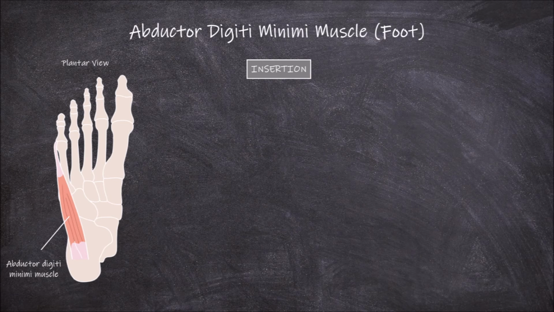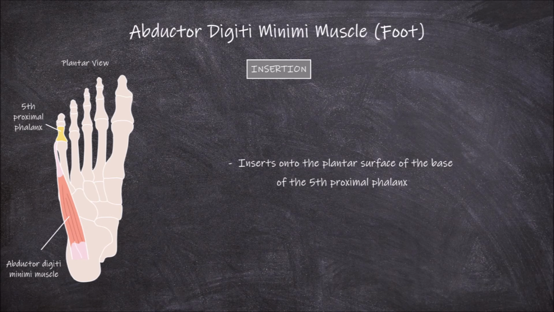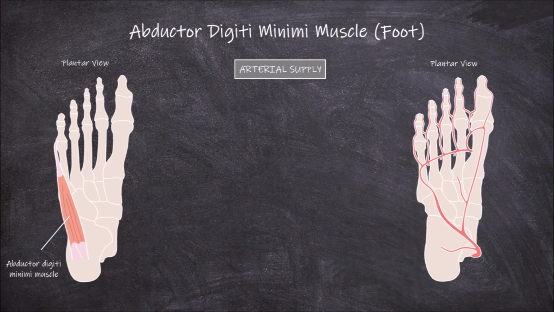Where does this muscle insert onto? The tendon of this muscle inserts onto the fifth proximal phalanx bone, specifically onto the plantar surface of the base of this bone. What arteries supply this muscle? This muscle is primarily supplied by the lateral plantar artery. The lateral plantar artery can be seen here highlighted in yellow.